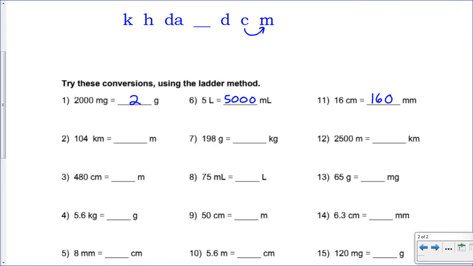Jumping down here to problem number 2, we're going from kilometers to meters. So that's going from kilo to the base unit. That's jumping over 1, 2, 3 spots. So 104, going over 3 spots to the right. The decimal is here. We create 1, 2, 3 egg baskets here that we need to fill in. And you end up with 104,000 meters.